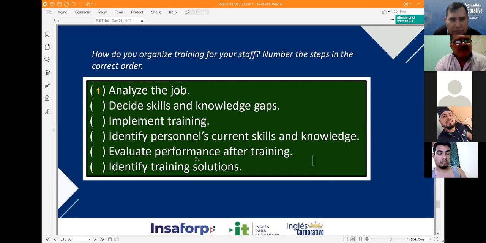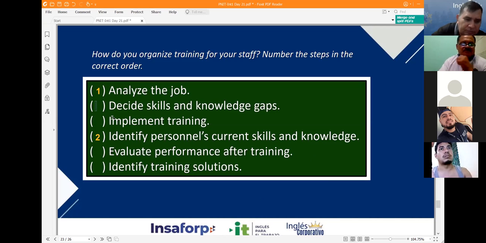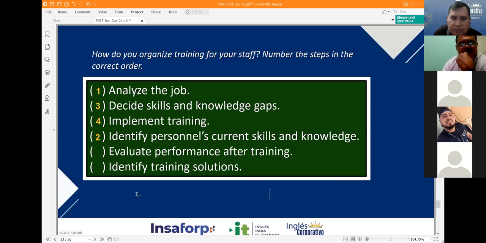For me, it is identify personnel's current skill and knowledge. Perfect. What's number three? Decide skill and knowledge gaps. What's number four? Implement training. Number five? Identify training solution. First, you have to evaluate after training. Exactly. Evaluate is five, identify is six. Very good. Now, my friends, I will send you the answers to the exercises.